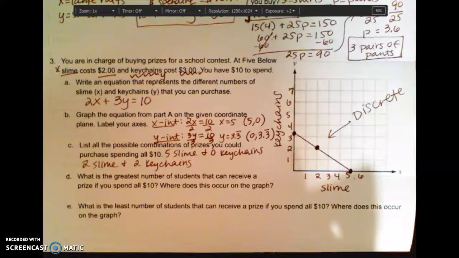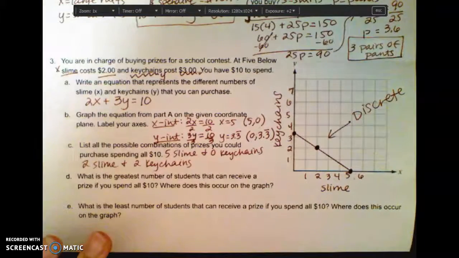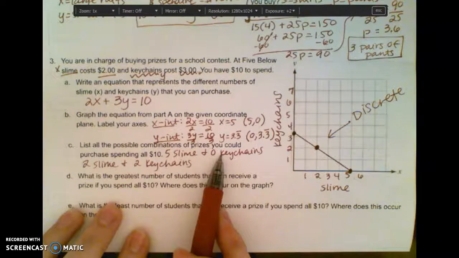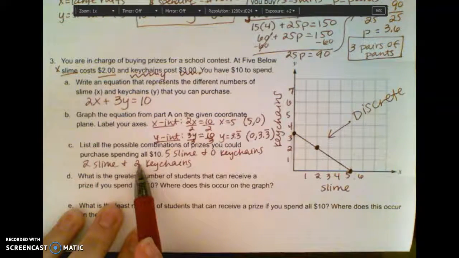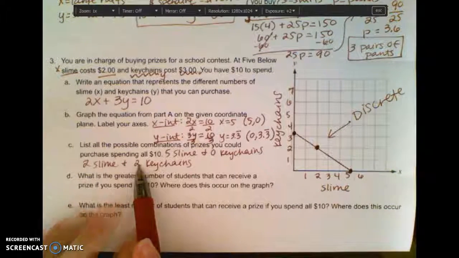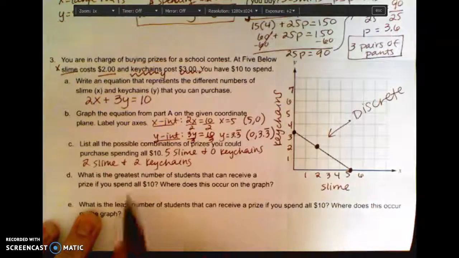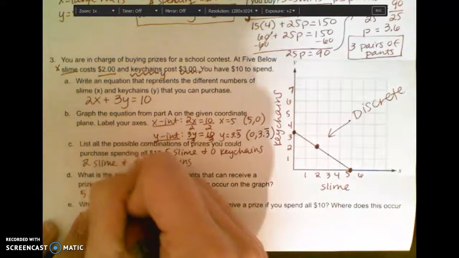All right, letter D. What is the greatest number of students that can receive a prize if you spend all $10? Where does this occur on the graph? Well, let's look at our combinations. If I buy 5 slime and 0 keychains, I have bought 5 prizes, so 5 students can win. If I buy 2 slime and 2 keychains, I bought 4 prizes, so 4 students can win. So, what's the greatest number of students that can receive a prize if you spend all $10? That is going to be 5 students.